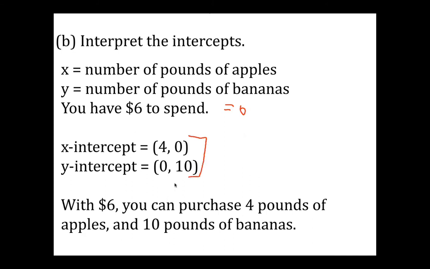So basically with $6, which was the value that our equation was set to, we're able to purchase 4 pounds of apples, which was represented by x, and that was where our line intersected the x-axis, and 10 pounds of bananas, and y equaled the number of pounds of bananas, and our y-intercept happened to be 10. So this is your final statement to interpret your intercepts. With $6, you can purchase 4 pounds of apples and 10 pounds of bananas.